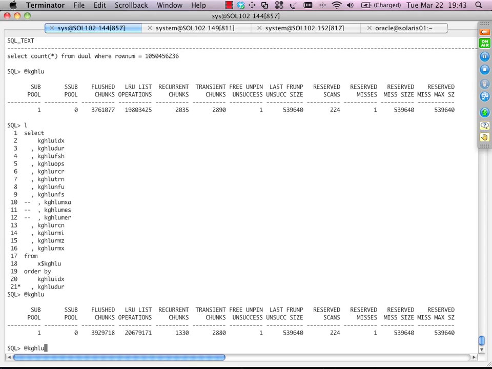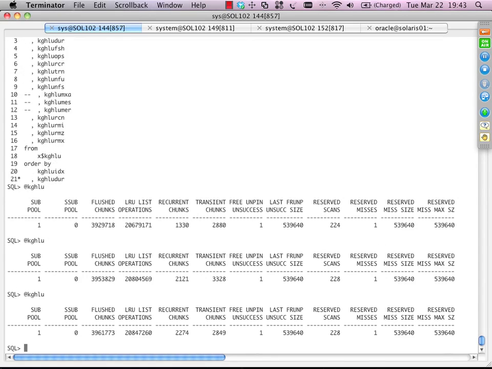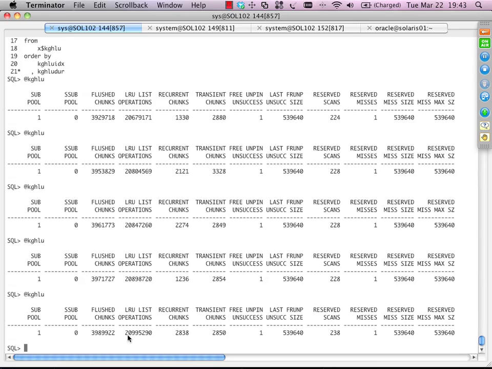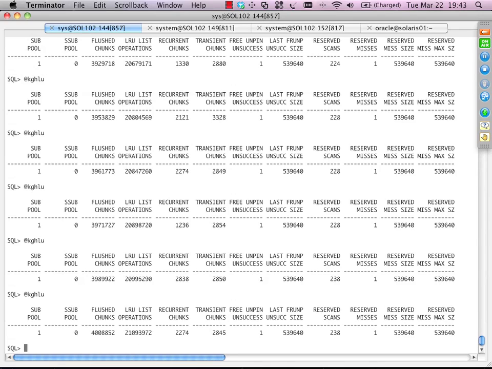So for example, it tells me how many chunks have been flushed out. So I've even written scripts which collect this data every few minutes, and you can plot it later on. This is how many times we have moved some chunk around in the LRU list. Basically, when you unpin a chunk, then this will often result in a LRU list move around. And this tells you how many recurrent chunks we have and how many transient chunks we have in this particular heap or subpool of the heap.